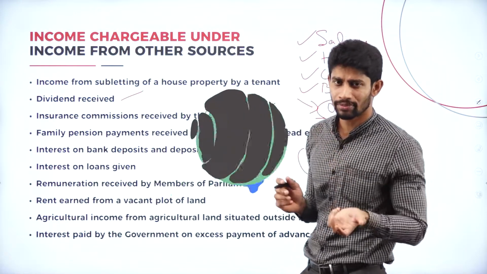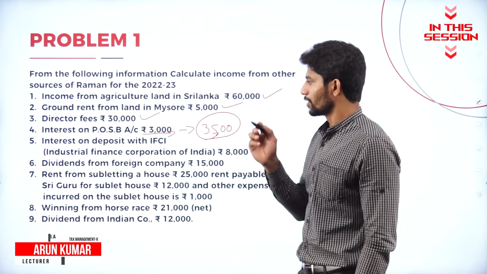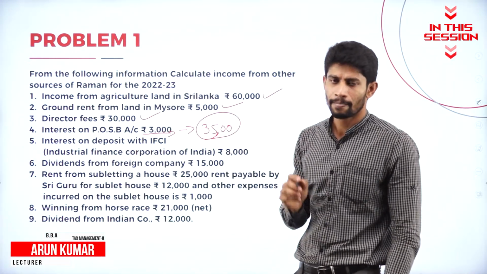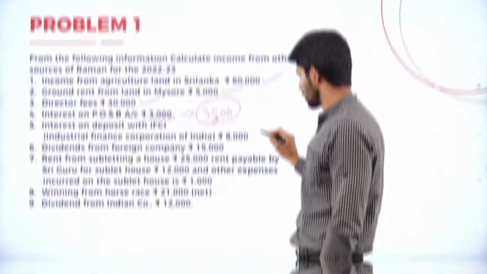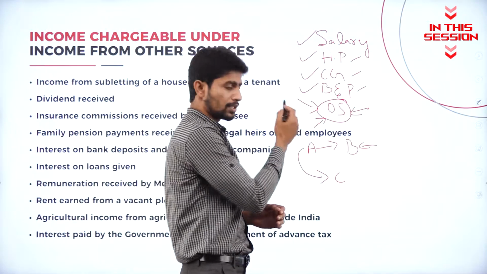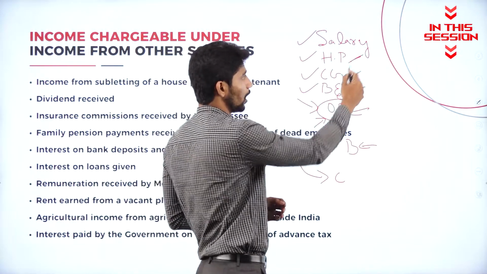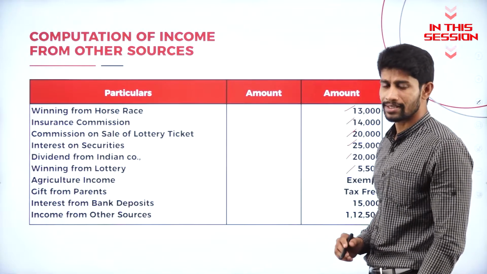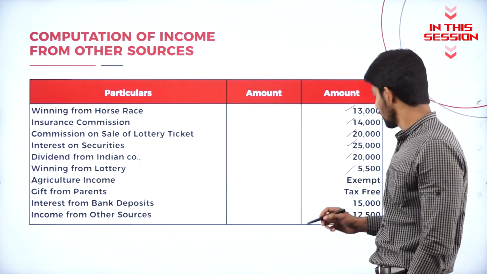If any insurance commission is received by the assessee, that comes under income from other sources. Any interest received with respect to IFCI is exempted. It is a tax saving scheme, so it is exempted. Mr. B is receiving the rent from Mr. A, then it is taxable under the head of income from house property. Agriculture income, as I said, we have to assume it is Indian agricultural income, so it is exempted.